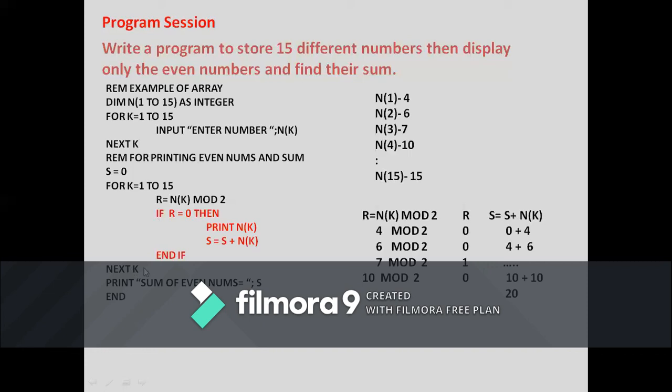After Next k, you can see Print sum of even numbers and s. This you have to write outside the loop because the sum you have to print only one time. So by this line, it will print the sum of all even numbers.